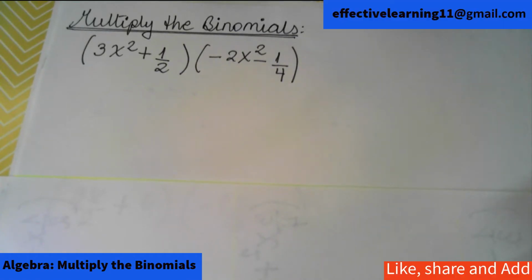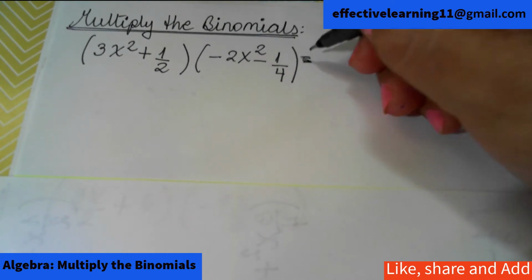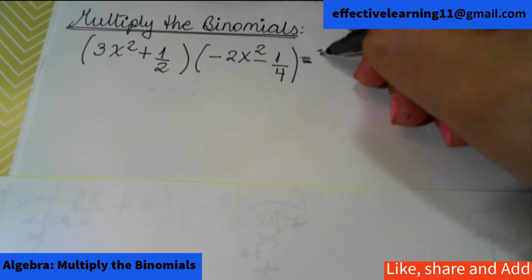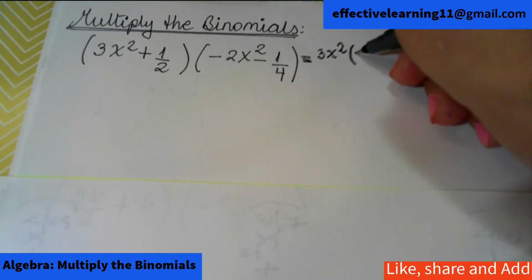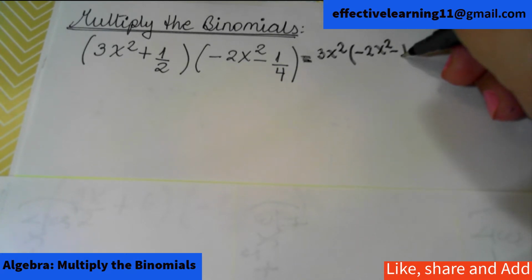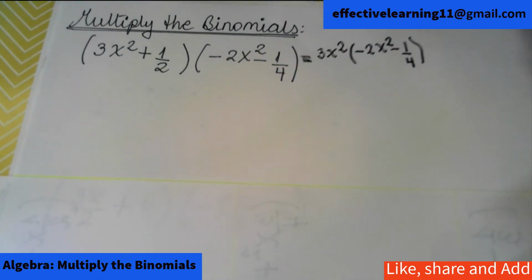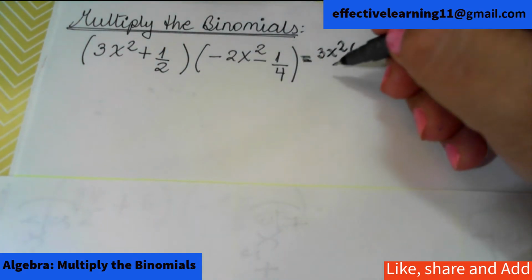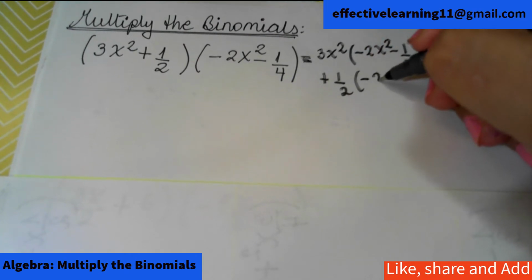Hello, here we have to multiply these two binomials, okay? So this is equal. The first term is 3x squared. 3x squared I'm going to multiply with the whole expression that's here, with these two terms. And the second is 1.5, plus 1.5, again with the whole expression.